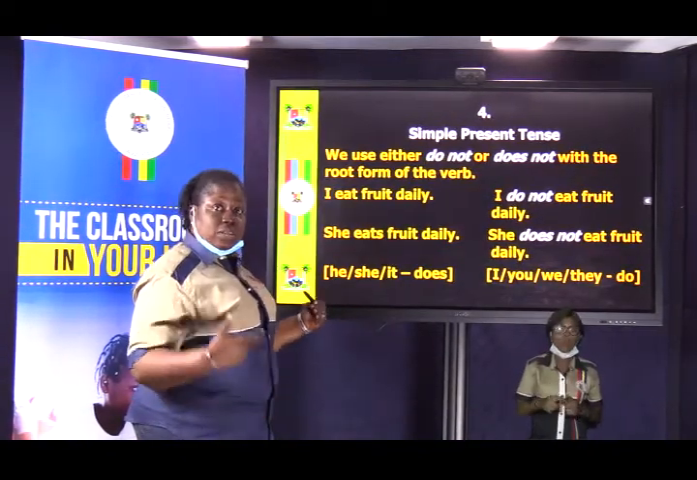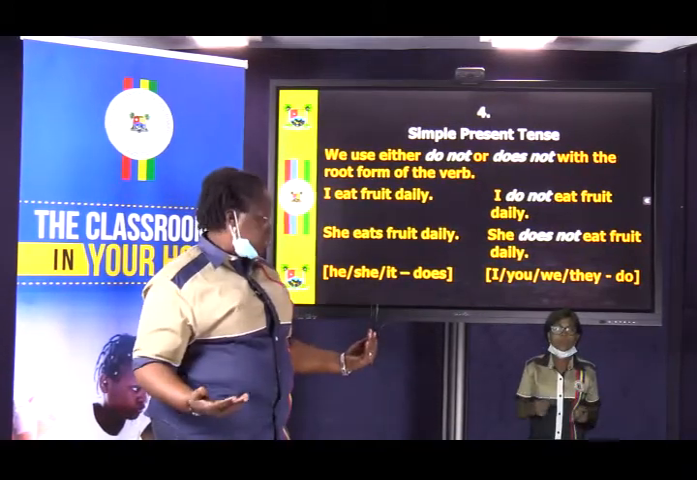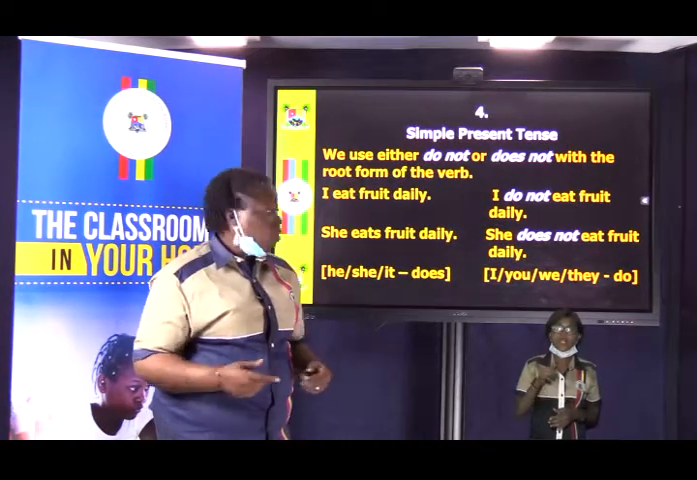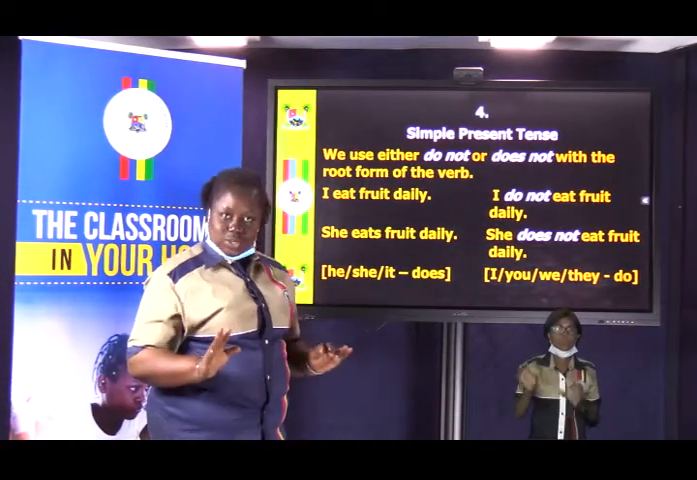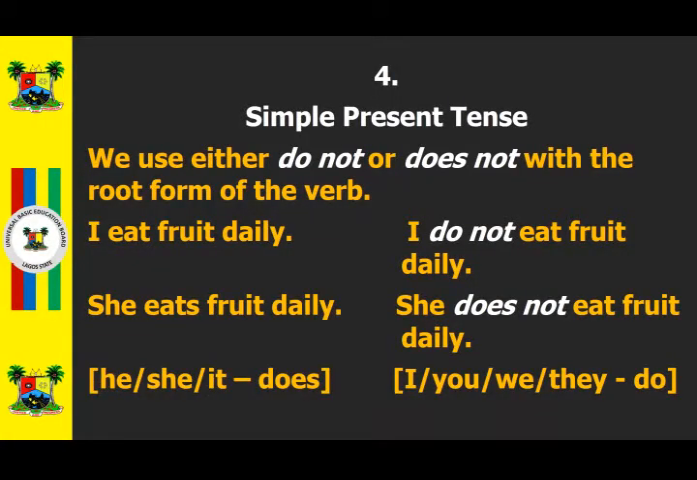When you're talking about the third person, he, she, or it, you use does. And when you're talking about I, you, we, or they, you use do. Did you get that simple rule? Well done, children. You are smart.